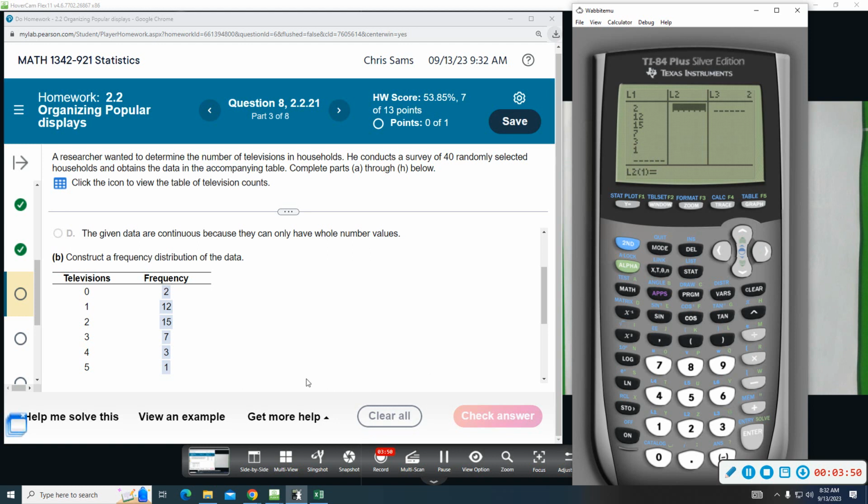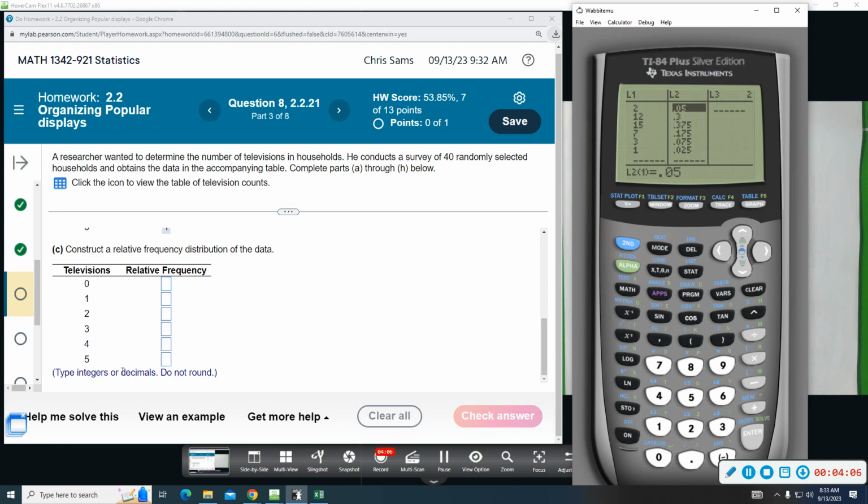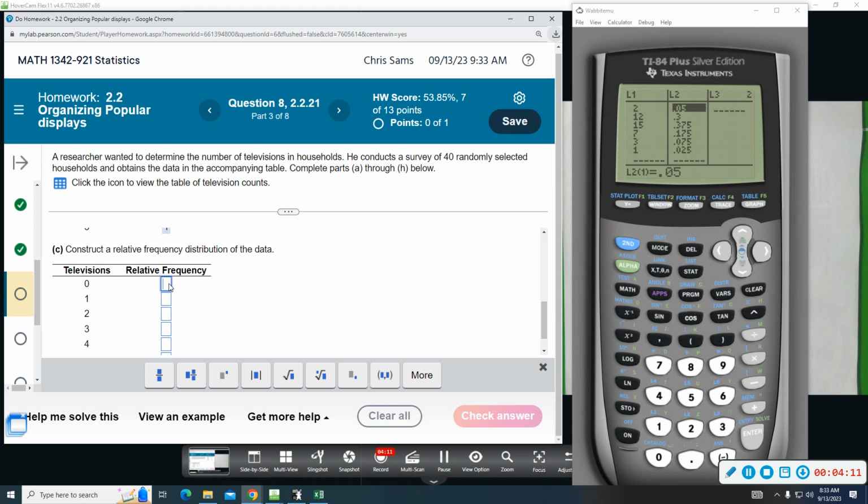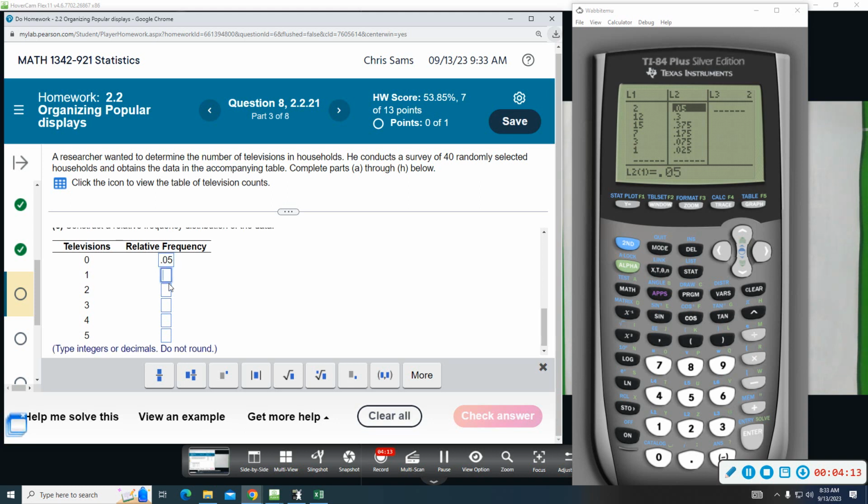Of course, you can do this with the basic calculator, but it'll just take a little bit more time because you got to divide them all one at a time. Here, I like this method. It's going to do them all at once. So I'm going to tell it L1, take that list, divide those numbers by 40, and we get these numbers. So they want us to type integers or decimals, do not round. So I'm going to type those exact decimals: 0.05, 0.3, 0.375, 0.175, 0.075, 0.025.